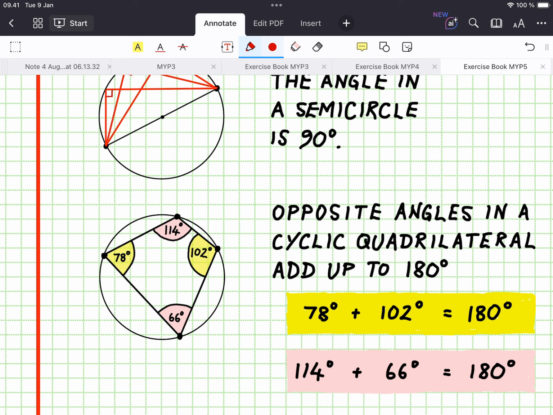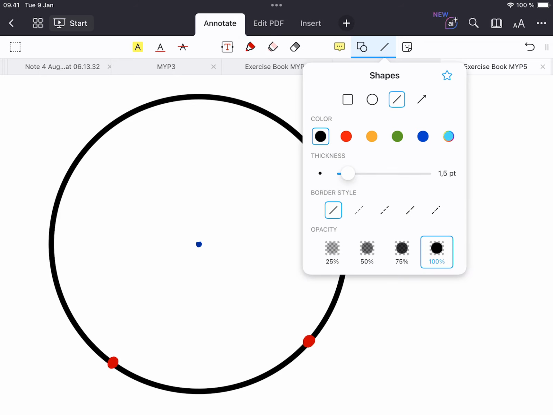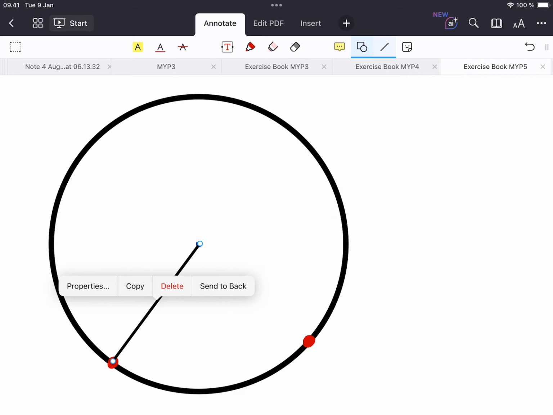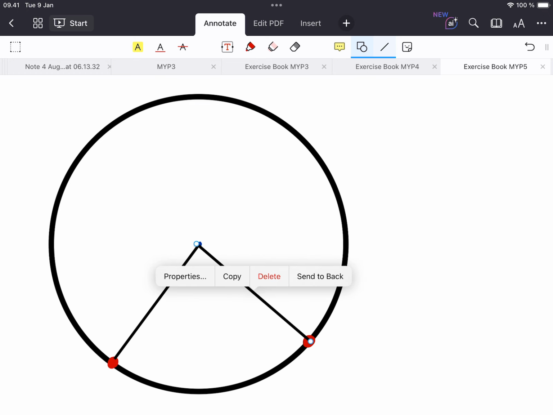Okay, for our next construction, I've got a blank circle again. I've got the center of the circle marked there. I'm going to have 2 points at the bottom, and they're going to make an angle at the center of the circle. So draw something to the center of the circle there, and you'll get an angle. It won't necessarily be the same angle every time. It depends where you put the 2 points, but that'll make an angle at the center.